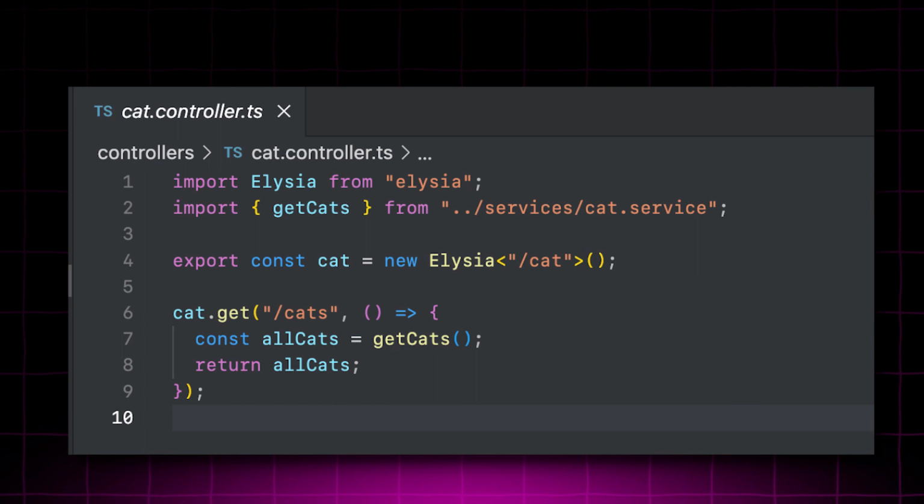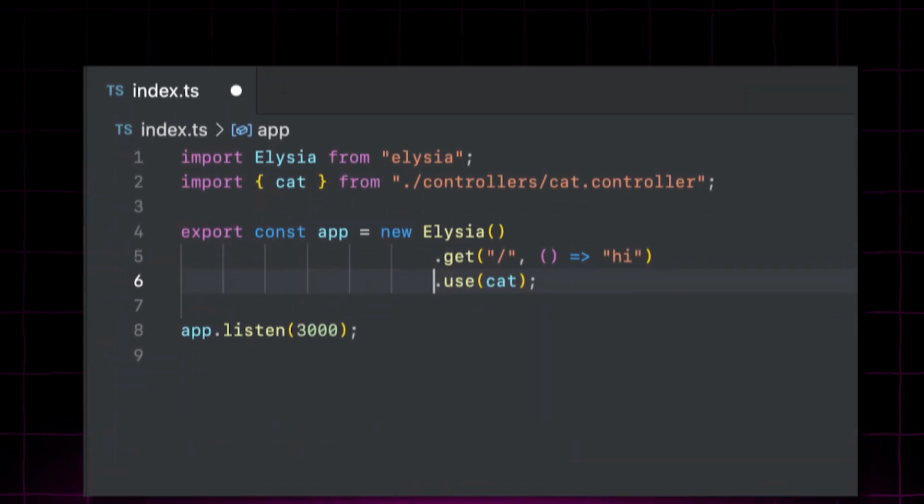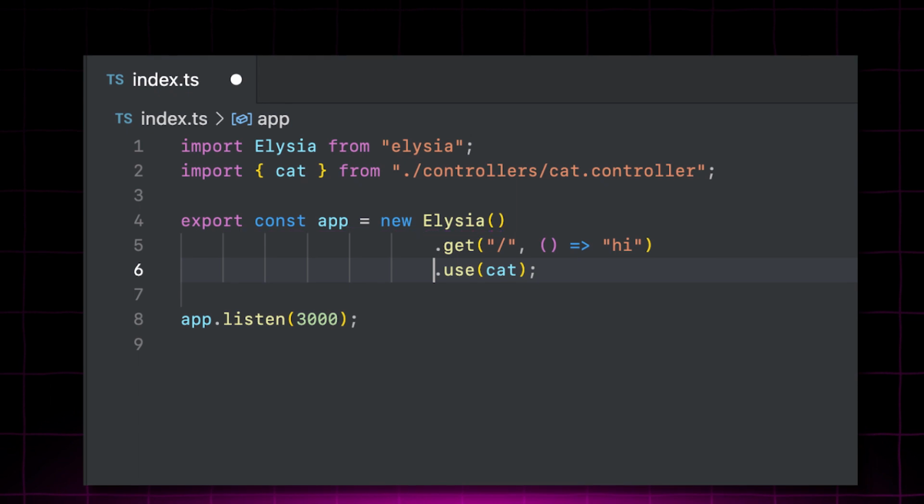Here I'm only creating a route that gets me all my cats. I can consume this controller simply by importing it in my index.ts file and passing it to the .use method of my main Elysia application. So here we have a working API that gives me a list of cats.